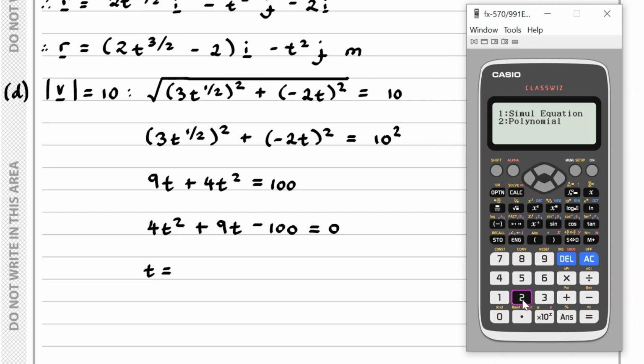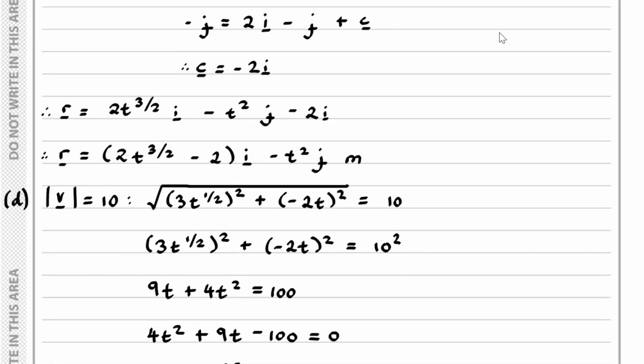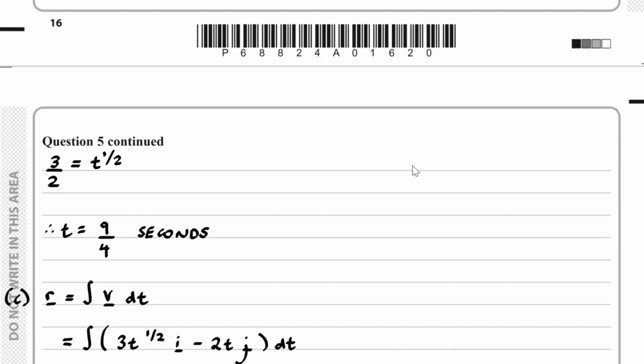The value of t, that will be 4 and minus 25 over 4. And of course, because t is greater than 0, we can therefore conclude t is equal to 4 seconds. And knowing that t is equal to 4 seconds, what we need to do is find out, going back to the question, the exact distance.